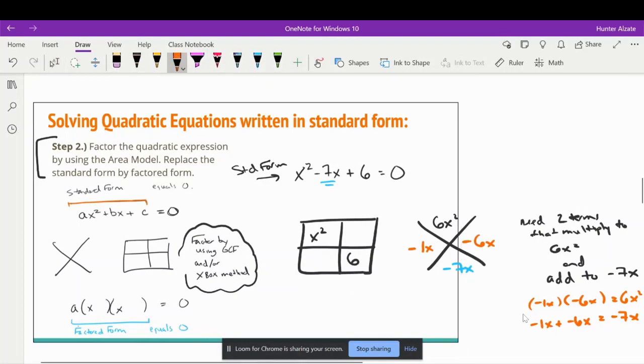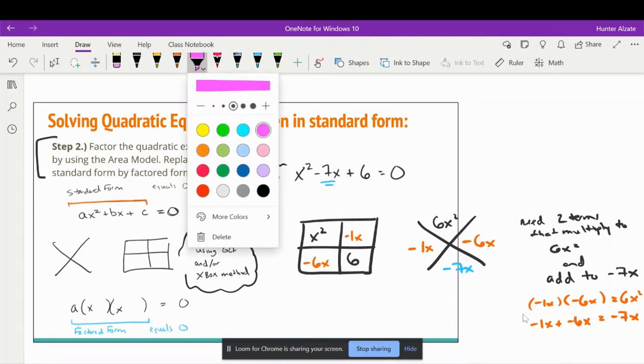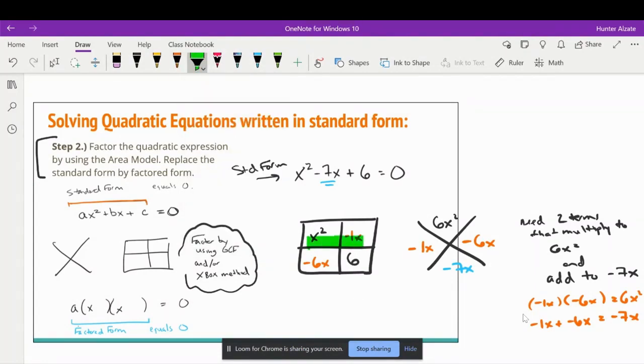Then I put them back into my box, my area model. And now I use the GCF just like we did in class and you've done on your Delta Math. It's x.